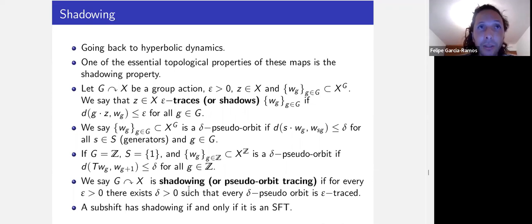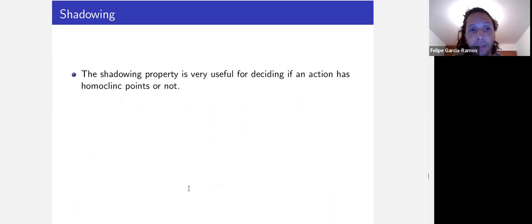Okay, there are very simple examples that have shadowing: shifts of finite type. Shifts of finite type always have shadowing, and also hyperbolic toral automorphisms have shadowing. And shadowing is a strong property. I mean, it's not something you usually get. It's a strong property that helps you prove several things.